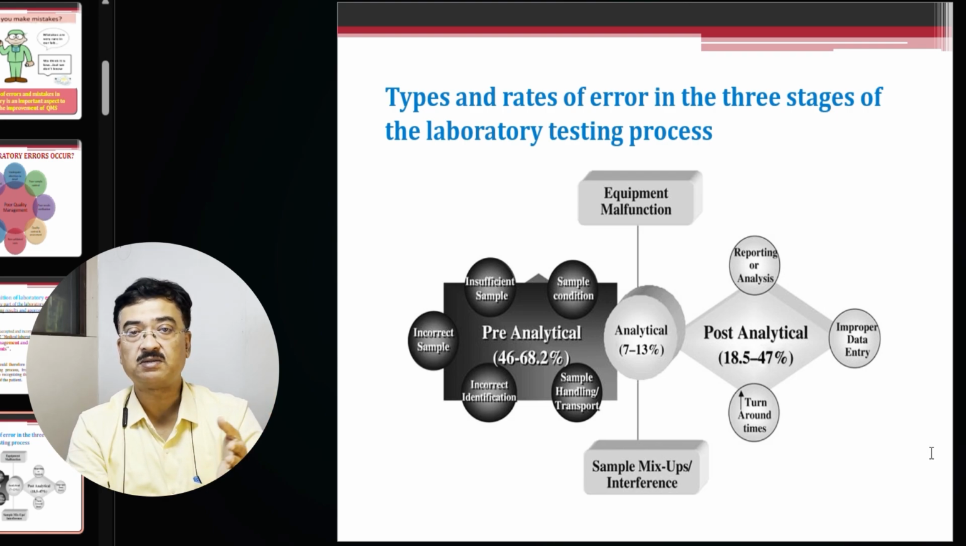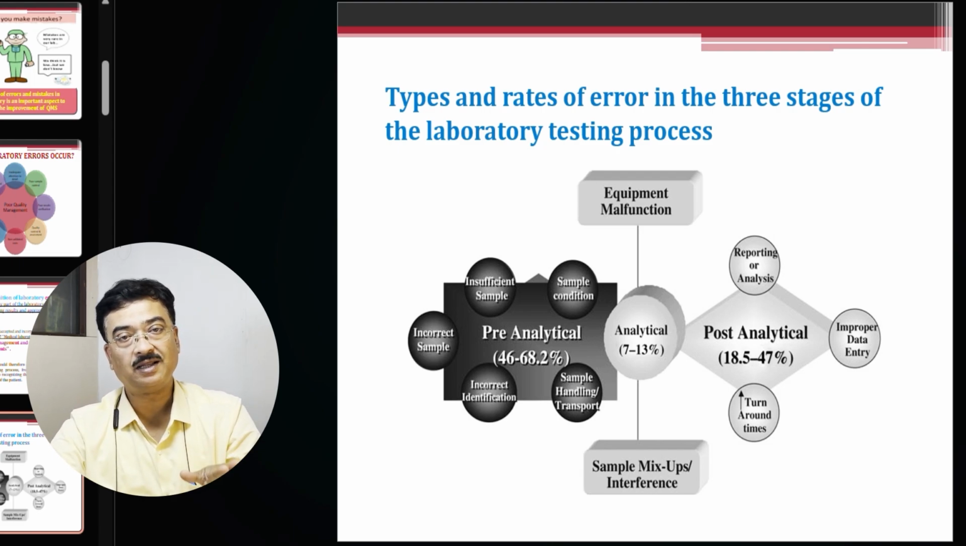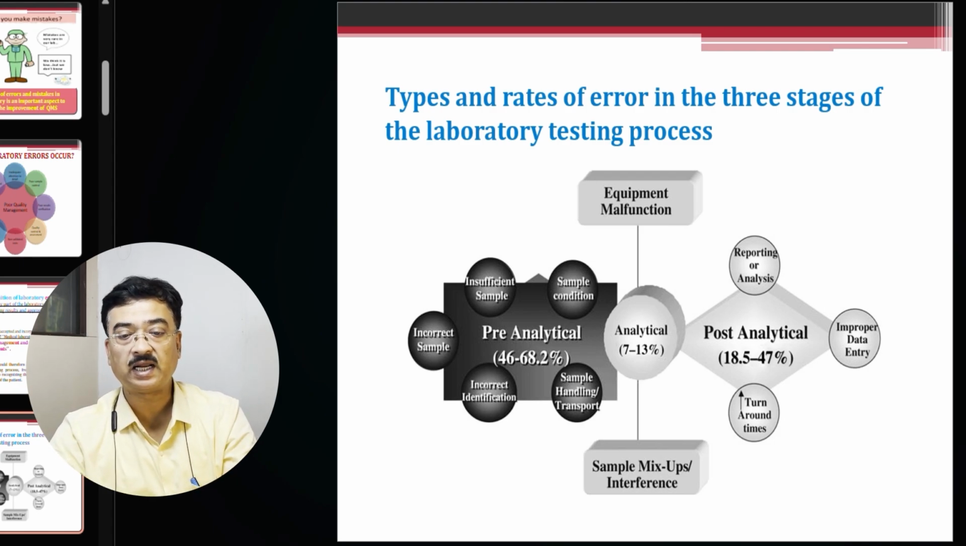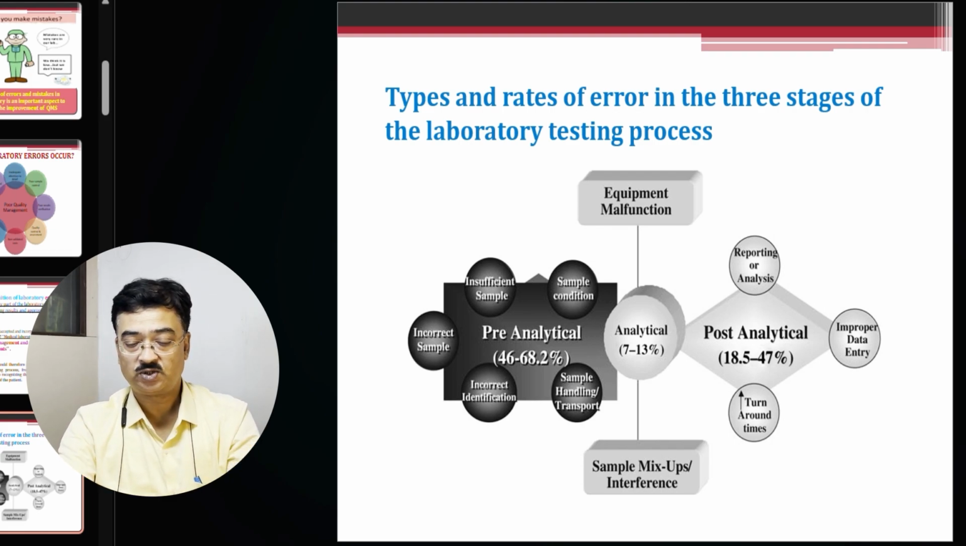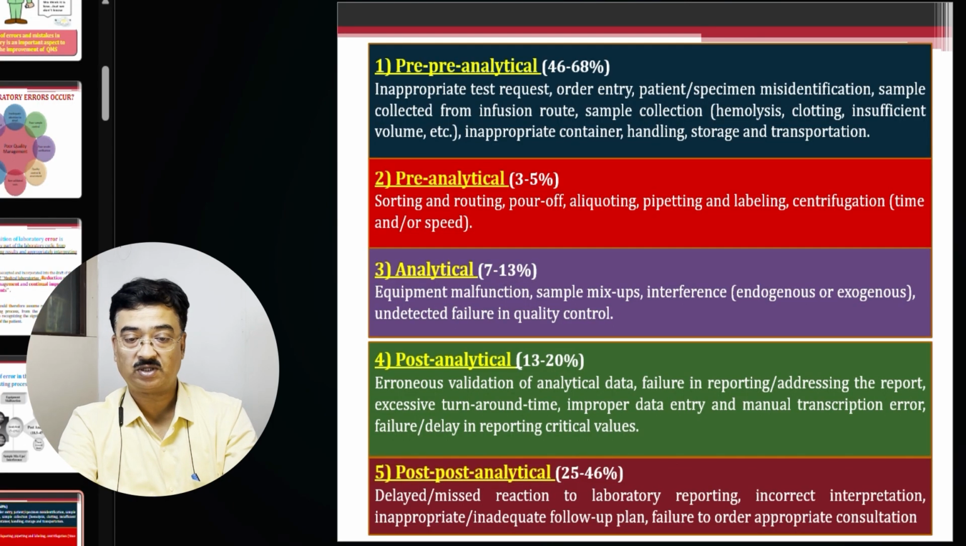It starts from patient preparation, patient identification, and so on. The most important thing is that out of all errors, 46 to 68% of the errors, that means more than two-thirds, are happening in the pre-analytical phase only. Then only 7 to 13% are analytical errors, and 19 to 47% are post-analytical errors, that means when an error happens even after the test is done. So the most important is the pre-analytical error, because that is the major source of error in your entire testing system or process.